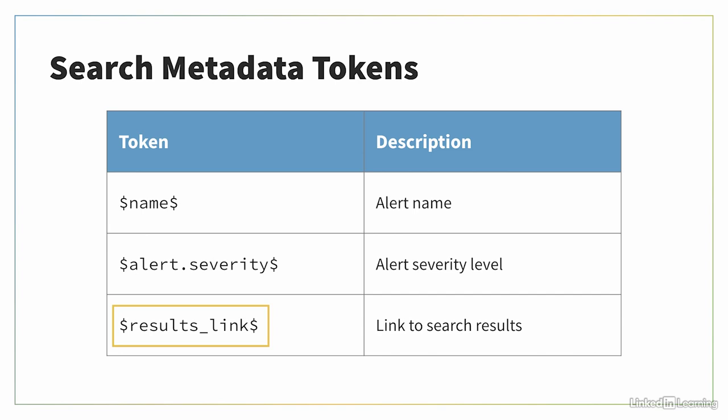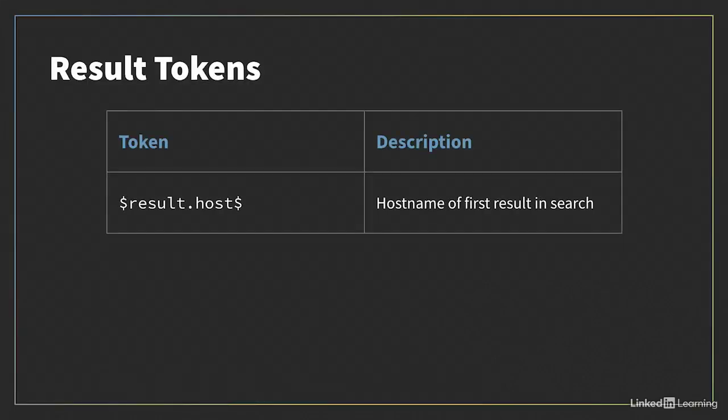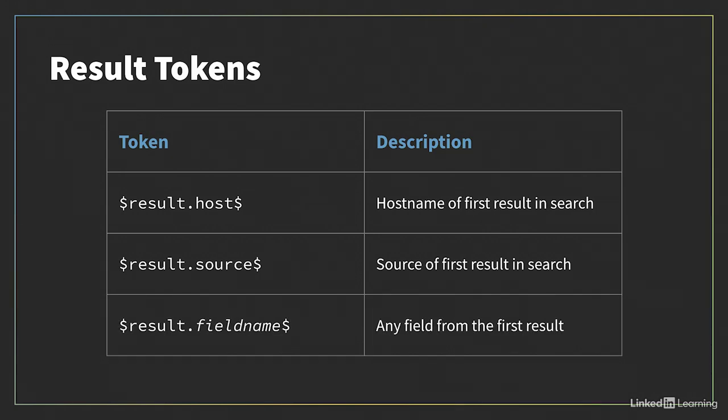The metadata tokens are useful for providing information about the alert, but they are limited in that they don't give you insight into the cause of the alert. The result token allows you to insert results directly from your search, and it uses the first search result. This is important to realize because if you're using these tokens, you should structure your searches to ensure that they're narrow enough that the top result will have the information you need. Result.host will give you the host name of that first search result, and result.source will tell you the source, var log syslog, for example.